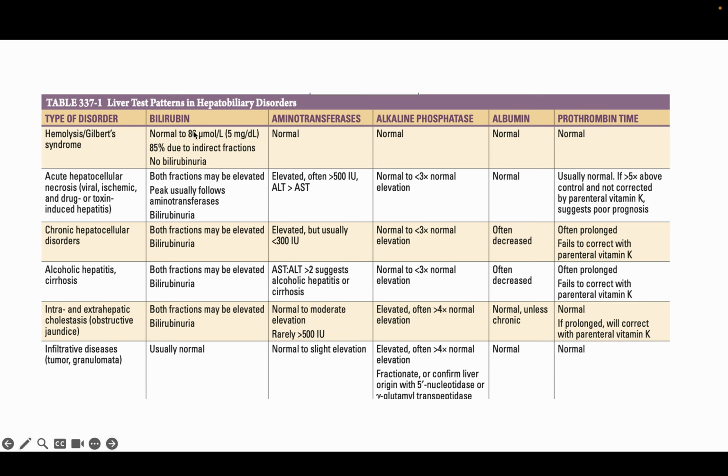Only mild bilirubin elevation, around less than 3, will be there. Acute hepatocellular necrosis, whether viral, ischemic or drug induced: AST and ALT will generally be more than 500. Generally ALT will be more than AST in acute hepatocellular injury. Generally ALP will be less than 3 times, the hepatocellular pattern.